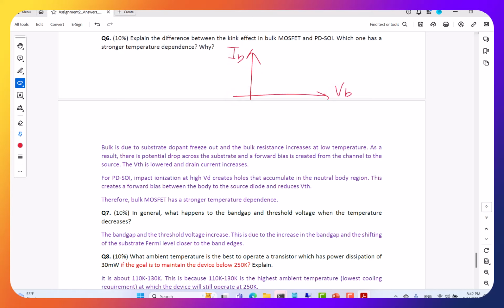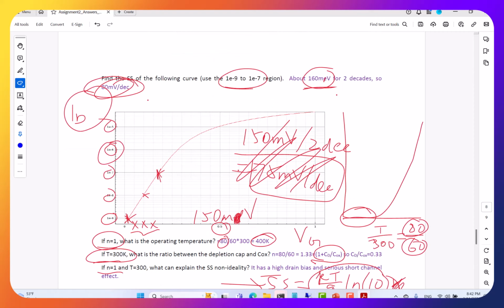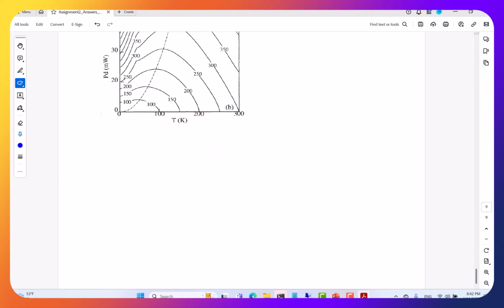ID, VD, right? What do you get? I have different VG. This is a normal curve, normal ID, VD curve. And what happens when I have kink effect? There's a jump, very good. So I will have something like this. Right? Why I have this jump? For a MOSFET. Not partiality, I'm talking about MOSFET.